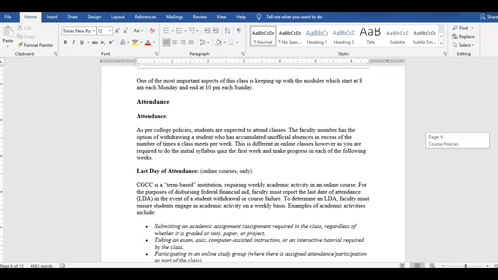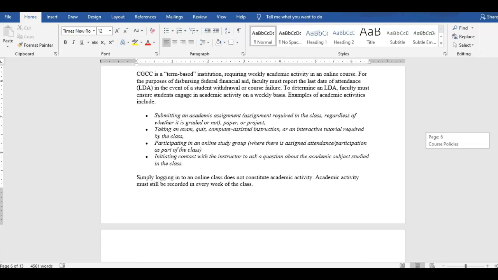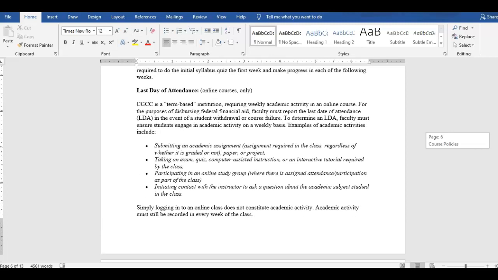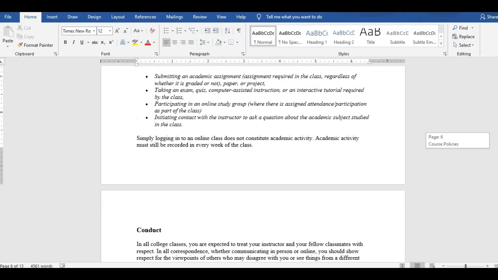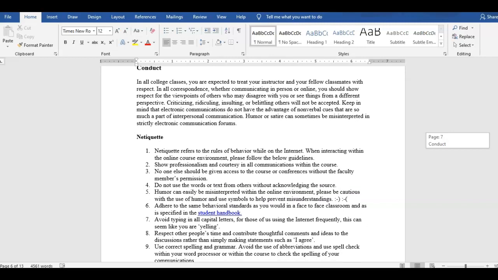Course policies. Attendance. You do need to make progress every week, and you do need to do the Canvas assignment, the syllabus quiz, the first week. You need to make progress every week thereafter. That's how attendance is taken. Last day of class, December 18th, everything is due by 10 p.m. That's not my choice. That will be slightly less than a week for the last week of class, however.